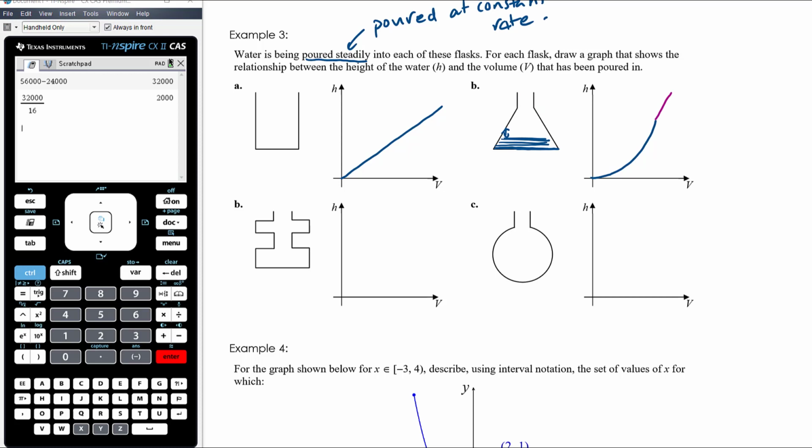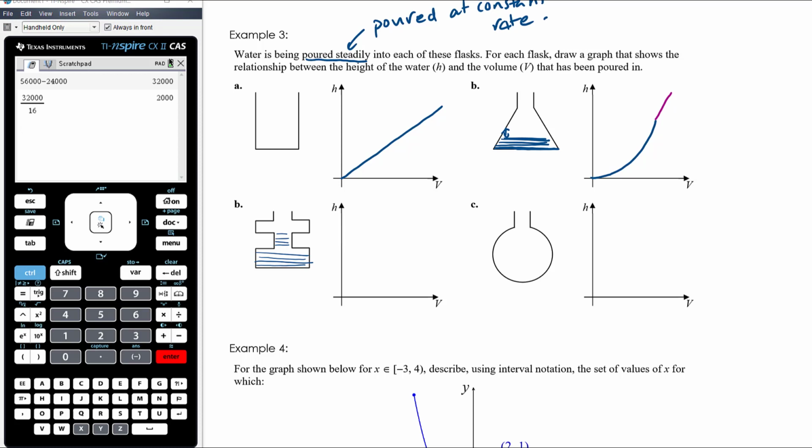Okay, so the second one here. Over the first little stretch, this bit's essentially going to be the same as what happened in A. For every bit of volume, the height's going to be increasing at a constant rate, but it'll be a reasonably slow constant rate given that the flask is quite wide. Then when the flask narrows, it'll still be a constant rate, but the height will increase much more quickly compared to the volume because the flask is so narrow.